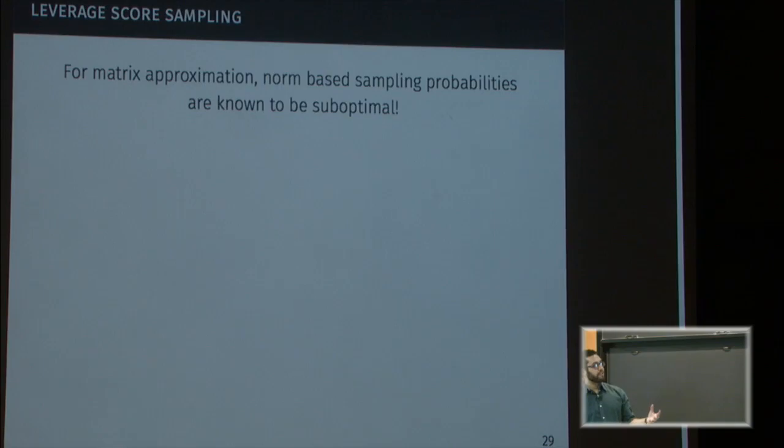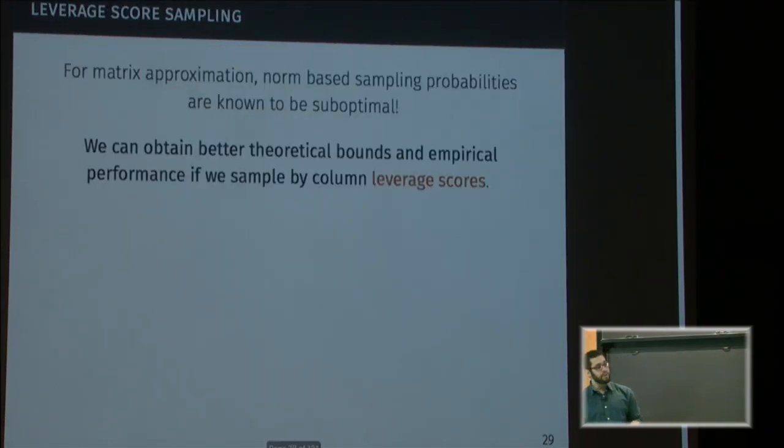OK, and as we're always one slide ahead, which is good. Norm sampling is generally not the optimal thing you want to do if you want to approximate a matrix by some subsampling of its factors. Specifically, we know that we can get much better theoretical bounds on approximating the matrix if we sample by the so-called column leverage scores of the matrix.